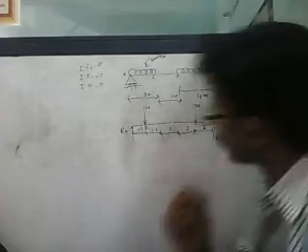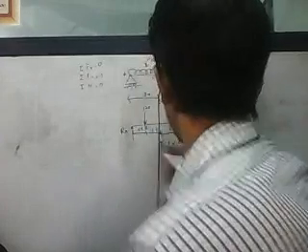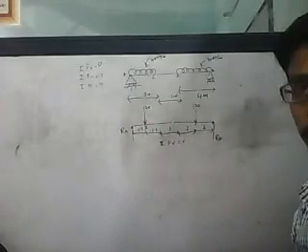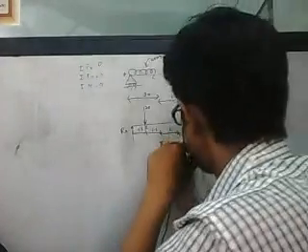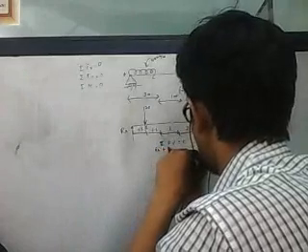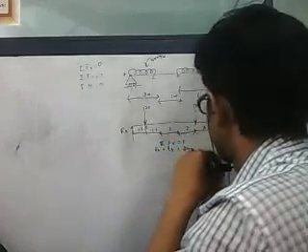Clear? And right now again we will have to solve summation FH equal to 0. Again here there is no horizontal force. So in summation FV equal to 0, it is RA plus RB equal to 240. Clear?